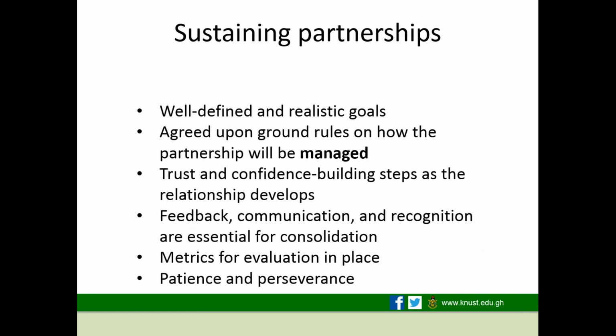Now, sustaining these partnerships will only come about if the goals are clearly set out, and the ground rules for managing the partnership are also well laid out. Trust and confidence building should be ongoing. Feedback, communication, and recognition of each other's role is very important. And the metrics for evaluating the partnership should also be laid out. There should be patience and perseverance.